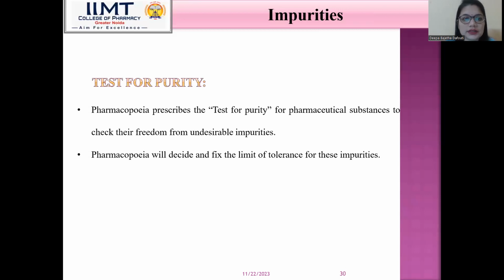So what are the tests for purity? The pharmacopoeia prescribes the tests for purity for the pharmaceutical substance to check their freedom from undesired, foreign particles. Pharmacopoeia will decide and fix the limit of tolerance for these impurities.